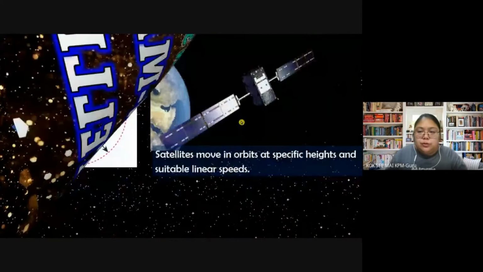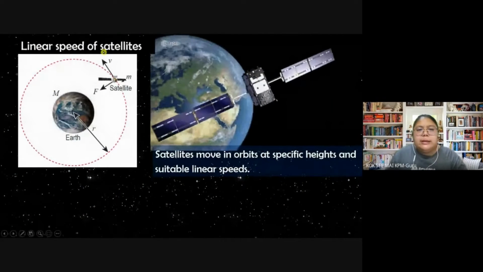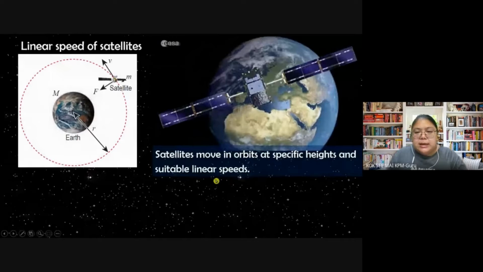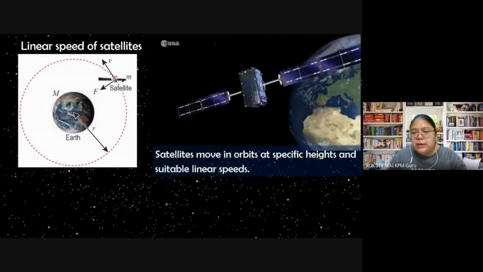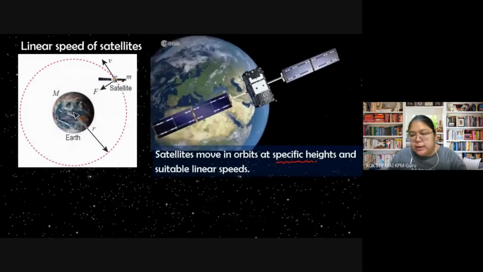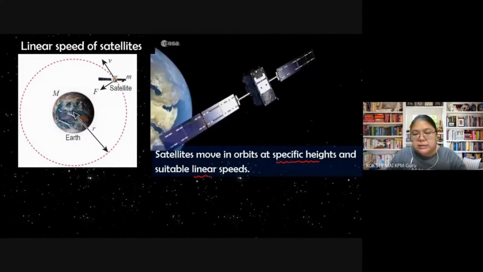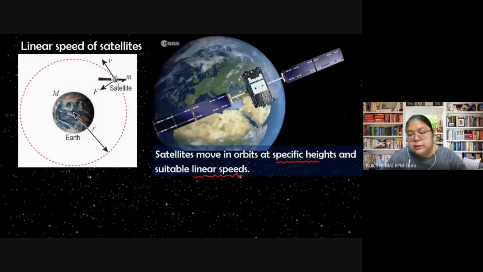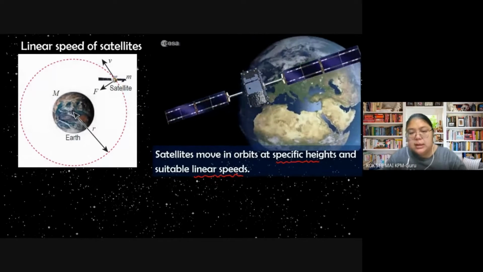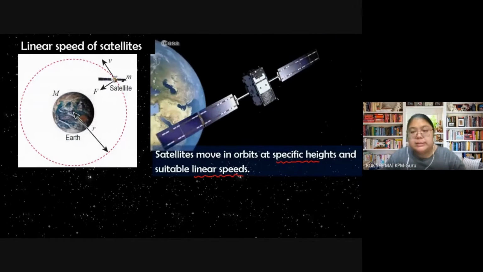So we go through the linear speed of the satellite. A satellite moves in orbit at a specific height. They have a certain height and also a suitable linear speed. They move at a specific height from the Earth, and after that they have a speed for the satellite.